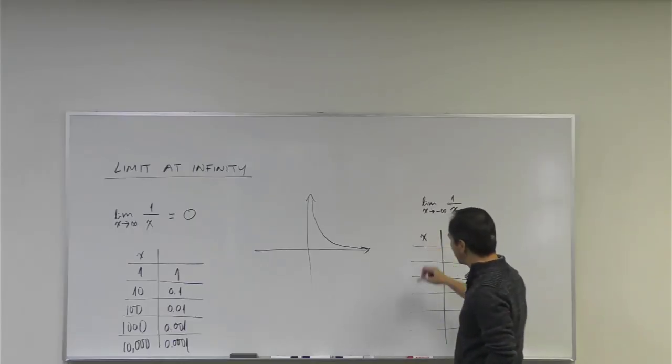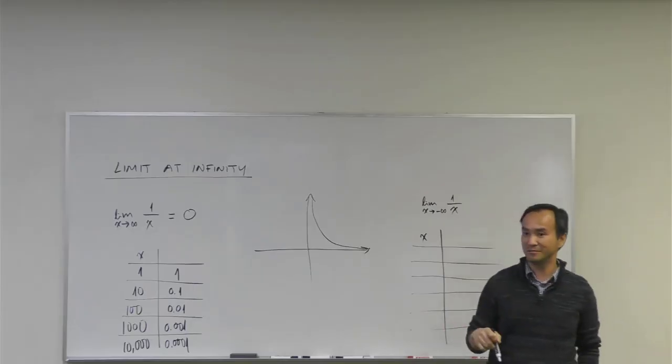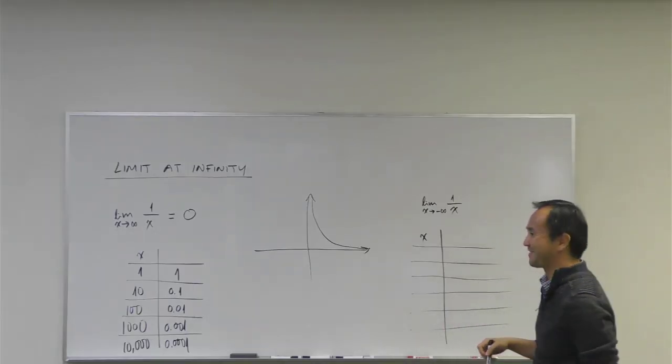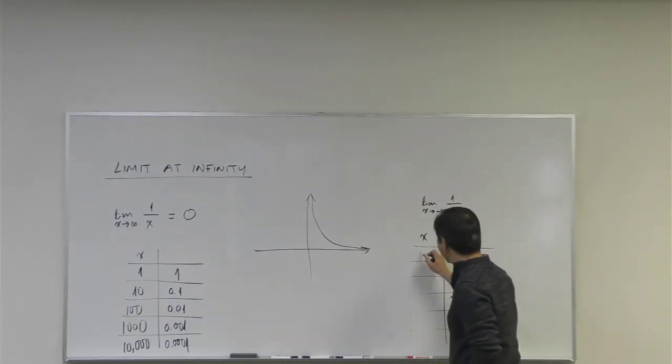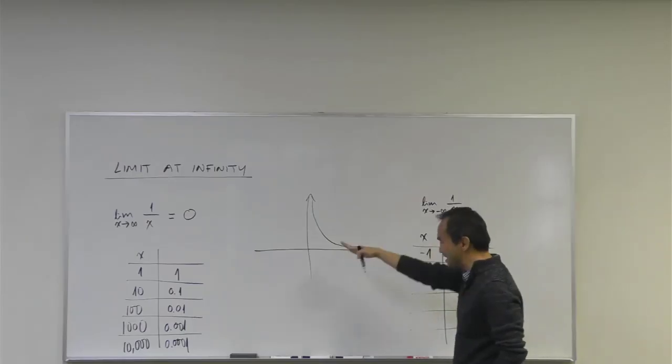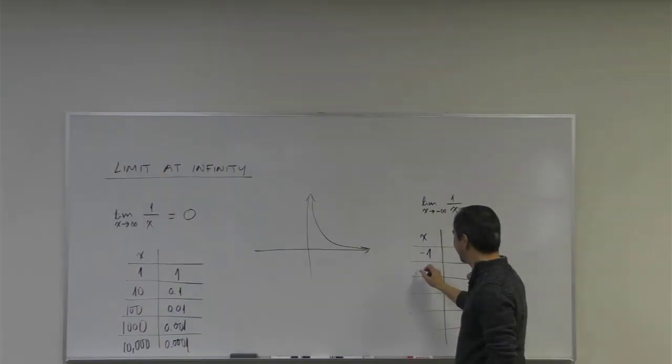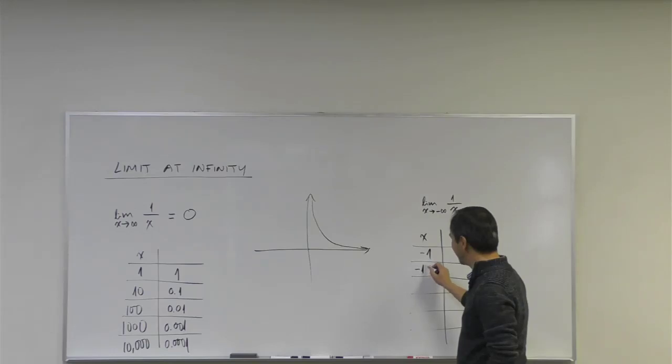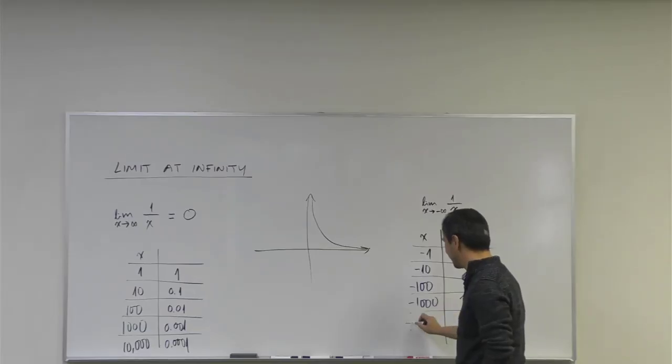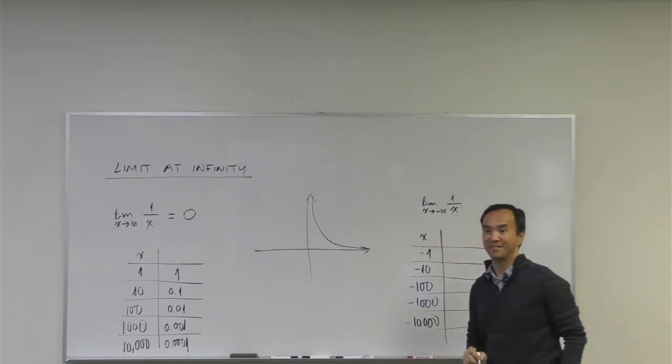Well, we pick a starting point. You guys want to come up with a starting point? -1, okay. And what's the next one to indicate being further negative? -10, right? Negative 100, just like that. Negative 1,000, negative 10,000. See what I mean?